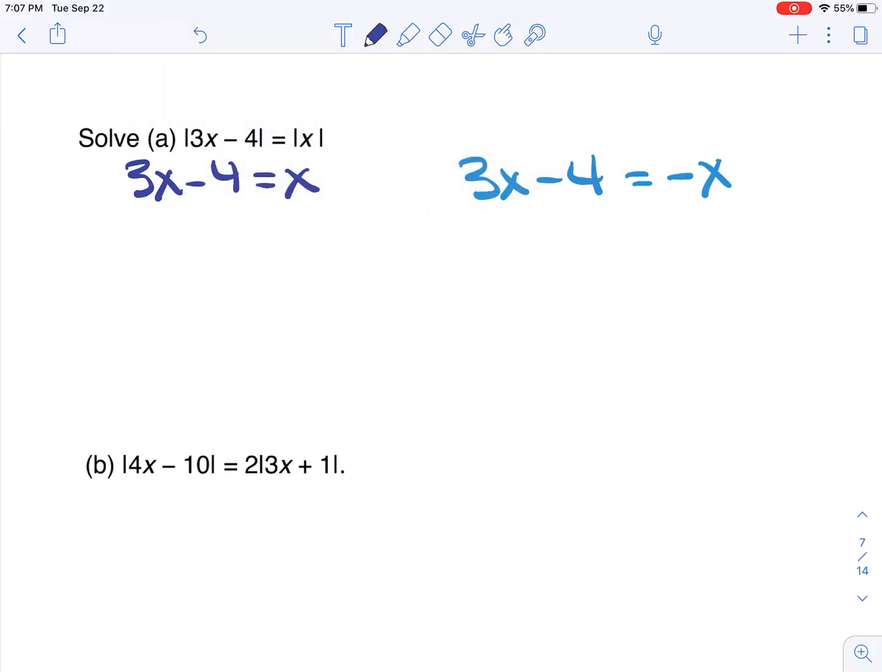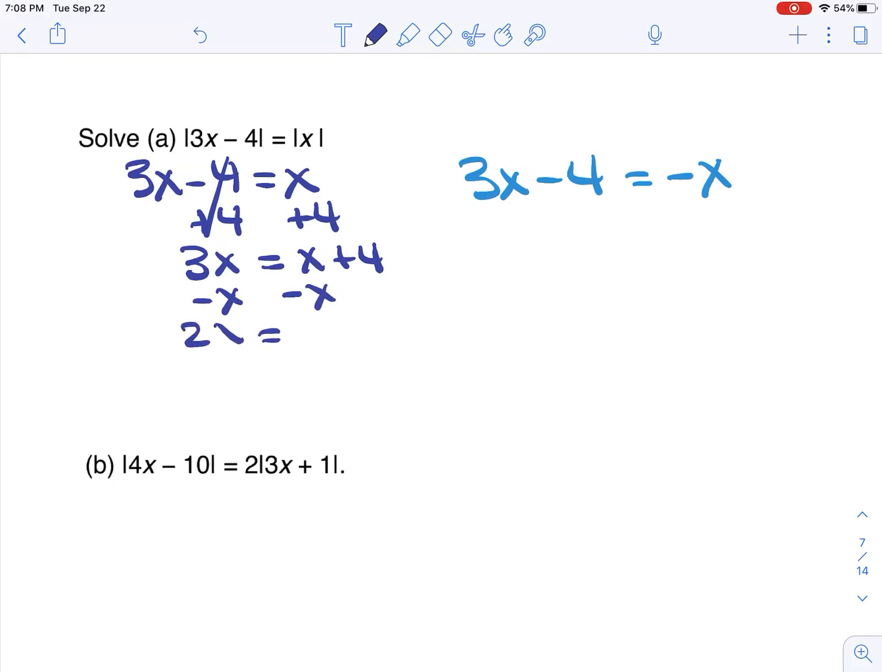Okay, let's go back and solve this one here on the left. I'm going to add 4. I guess I just started that way. I didn't need to do that, but we'll continue. So 3x is going to equal x plus 4. And then we're going to subtract x from both sides. And that's going to be 2x is going to equal 4. Then we're going to divide both sides by 2, and x is going to equal 2. There's my first answer.